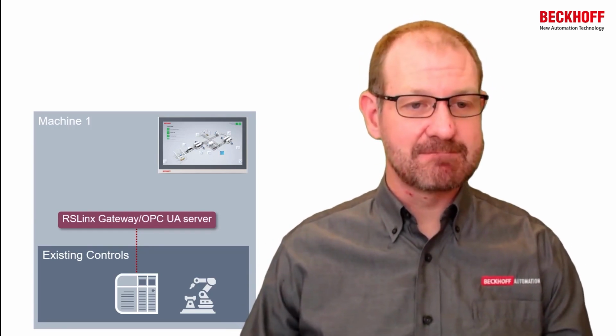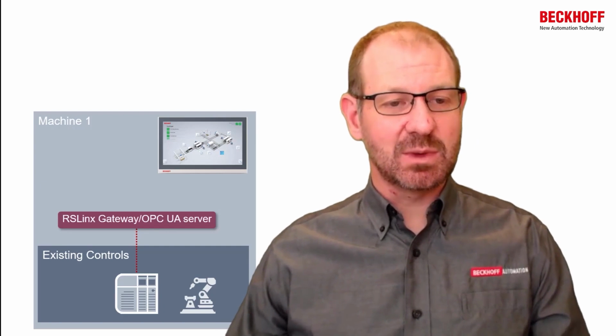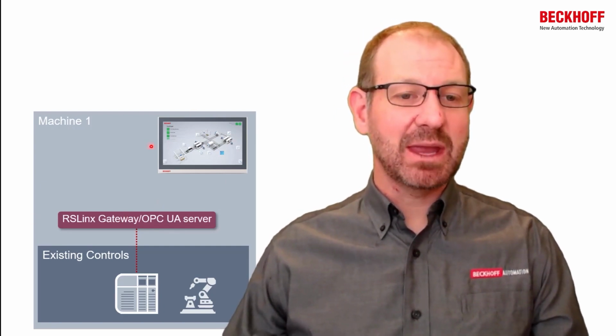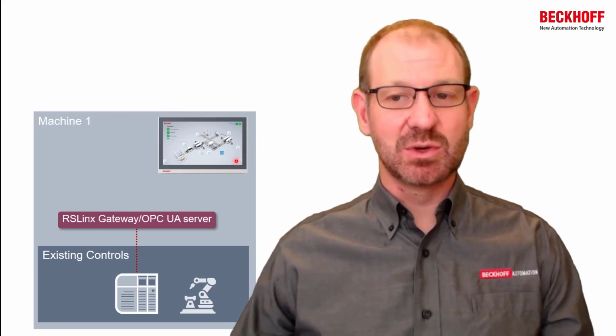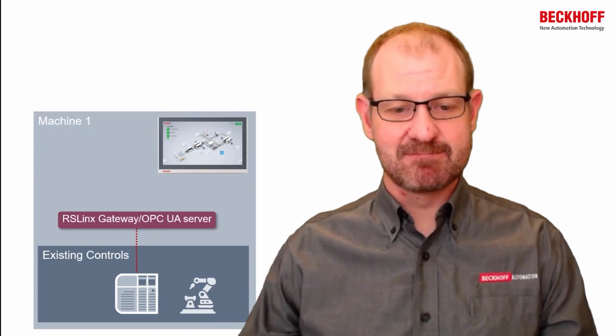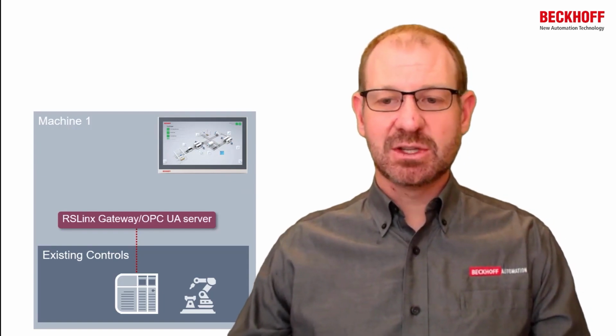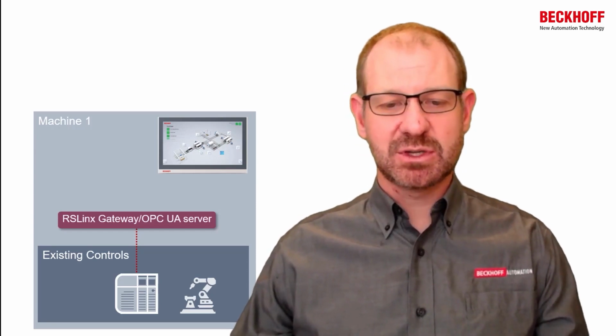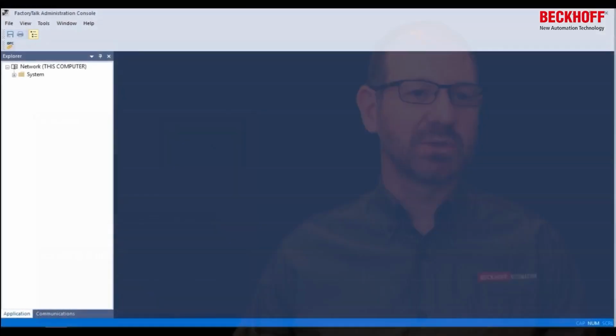UA server built in. In this case, with the RSLinx gateway software, we're going to run that on the same device, the same panel PC that we're running TwinCAT HMI. So no additional hardware needed. We just install that other piece of software right along next to the HMI. Okay, so let's take a look at how that gets set up, and we'll run through these steps quickly just to show you the steps of going through the FactoryTalk side.